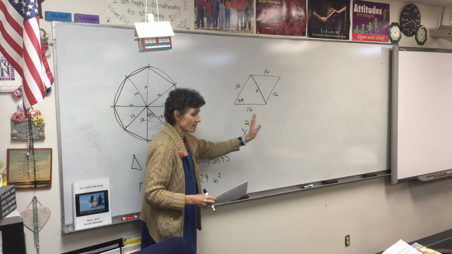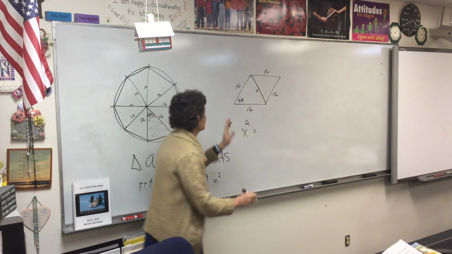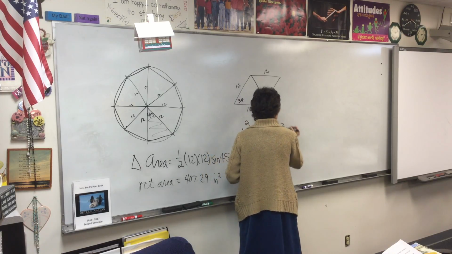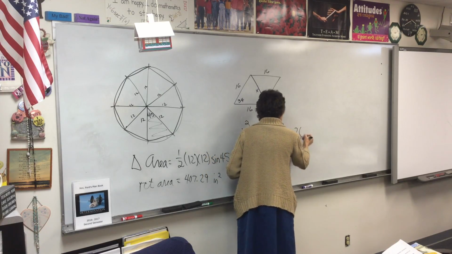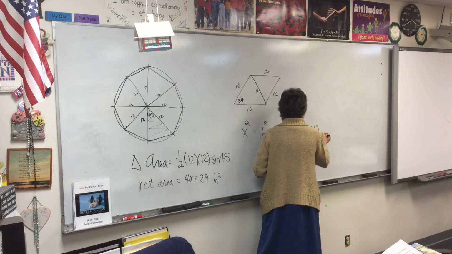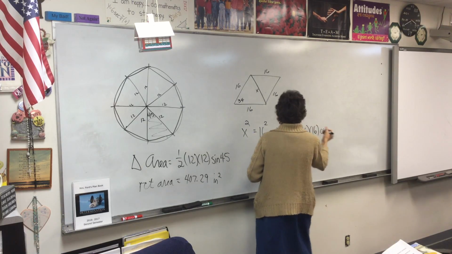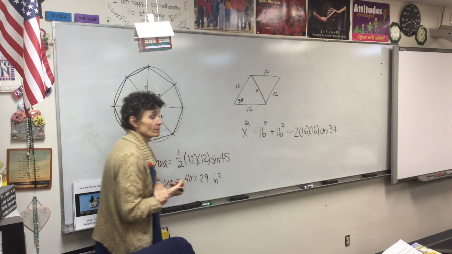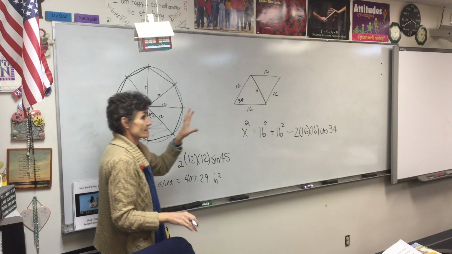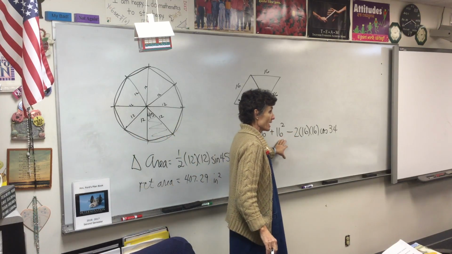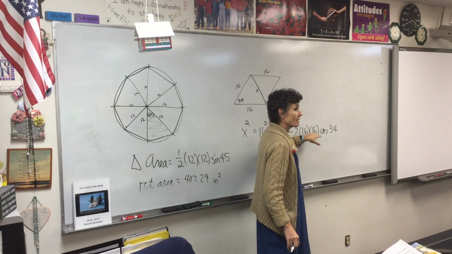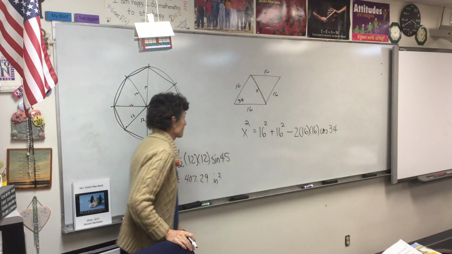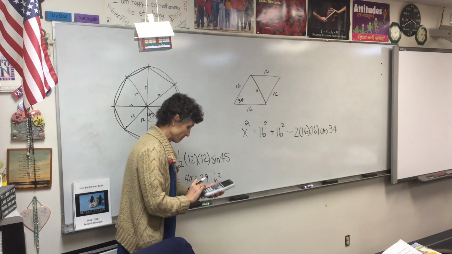Now, what's the rest of the law? Who remembers? 16 squared plus 16 squared minus 2 times 16 times 16 times cosine 34. So it's side squared plus other side squared minus 2 times side times the cosine of the angle. All right, so we can type all that in.